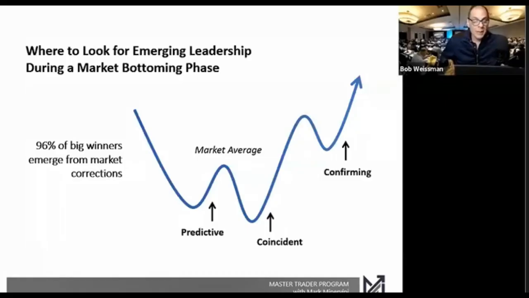And at the time, the news was horrible. And some of the best analysts in the world were predicting a horrible bear market that was going to continue. But the stocks told the story.